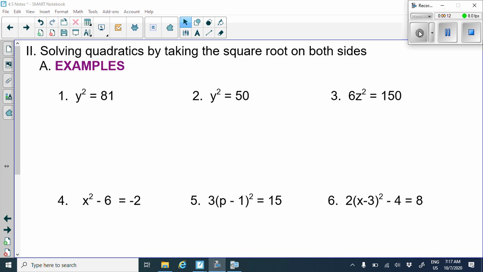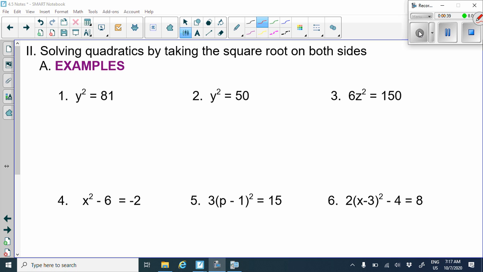We have y squared equals 81. Now, whenever we are solving, we need to make sure we get the variable all by itself, and then we can actually solve it, okay? So anything squared, we need to make sure we get that all by itself. So let's look at y squared equals 81. We notice that the variable squared is all by itself. So we can go ahead and get rid of that squared.